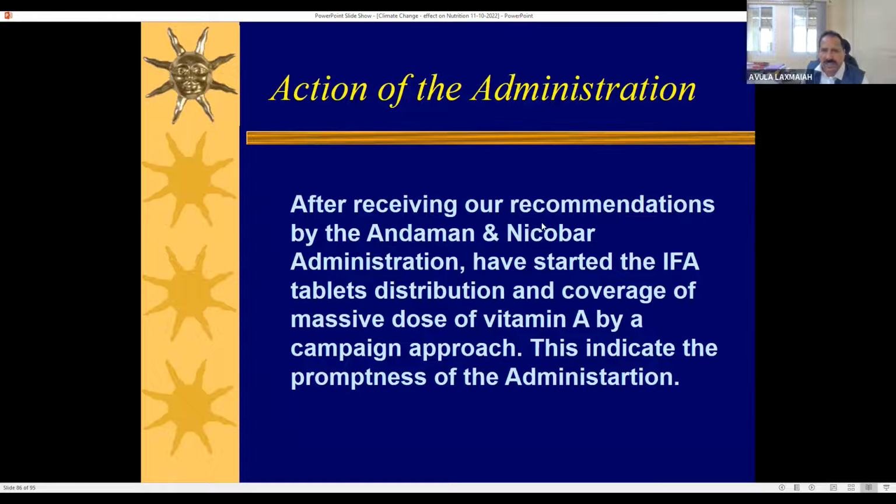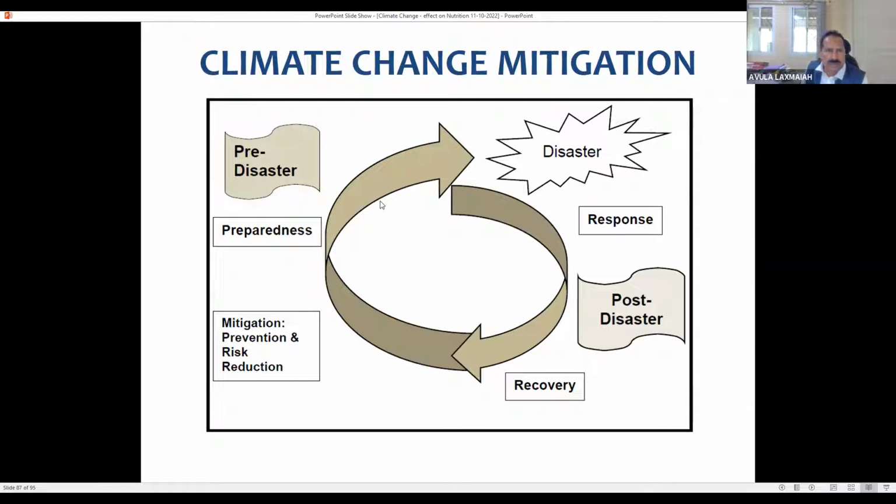So after receiving our recommendations, the Andaman and Nicobar administration started the IFA tablet distribution and coverage of massive dose of vitamin A by a campaign approach. And this indicates the promptness of the administration. They acted very swiftly, and they have implemented our investigation.